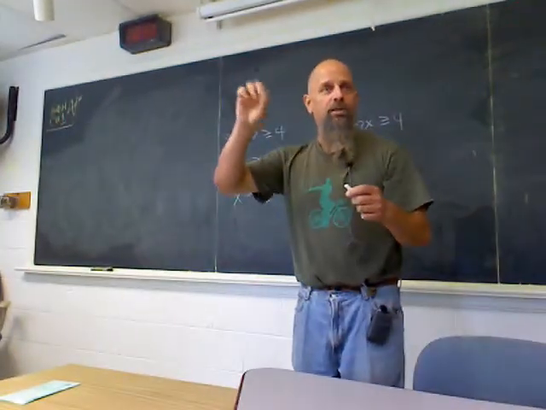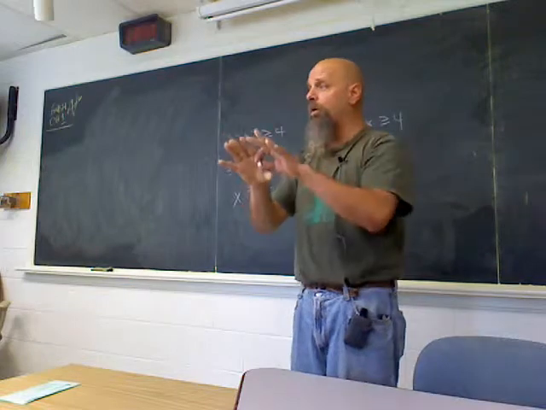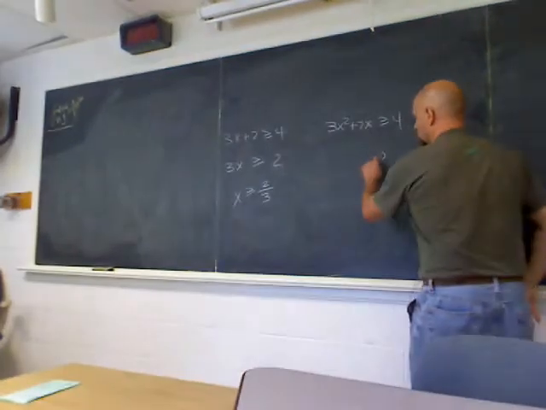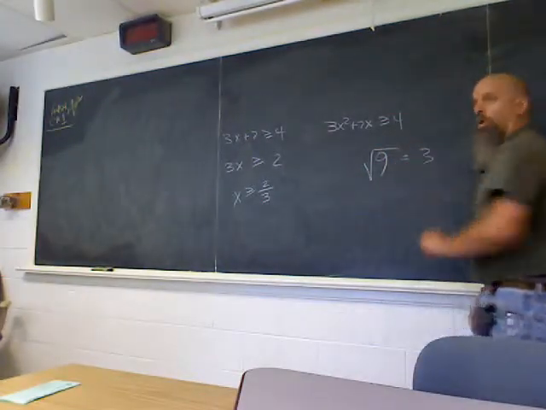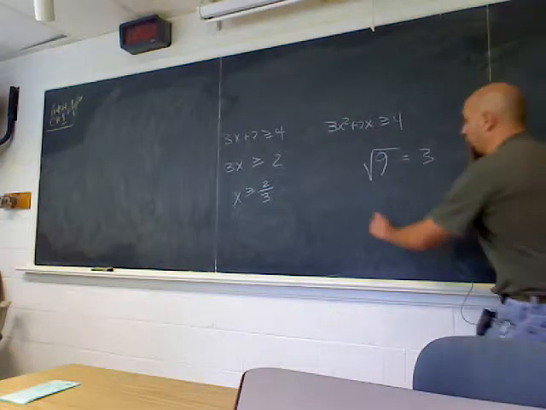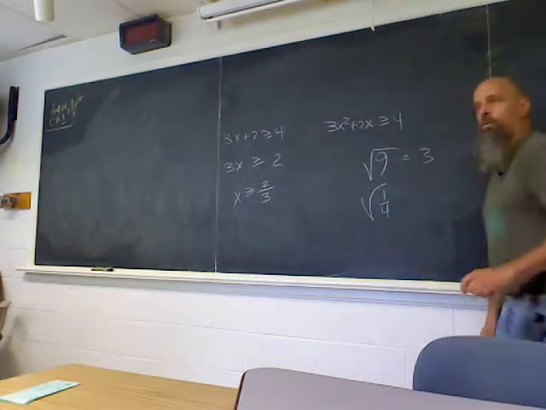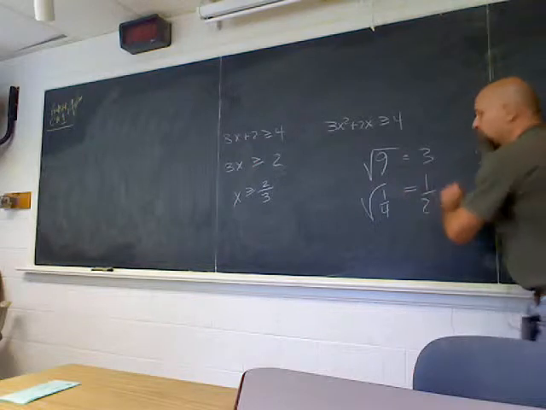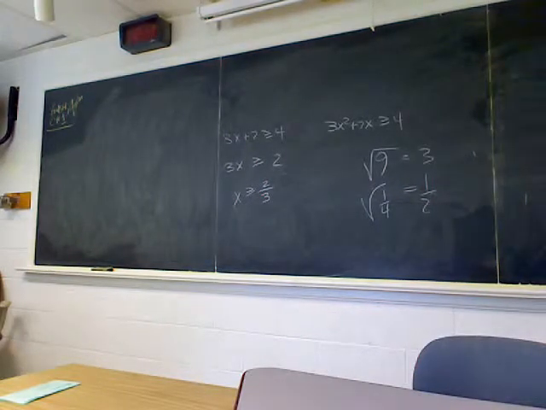Because sometimes when you take the square root of something, it gets smaller. 9, you take the square root, it gets smaller. And sometimes you take the square root, it gets bigger. Take the square root of 1/4, it's 1/2. So now those rules don't work. So then they give you a whole different technique.